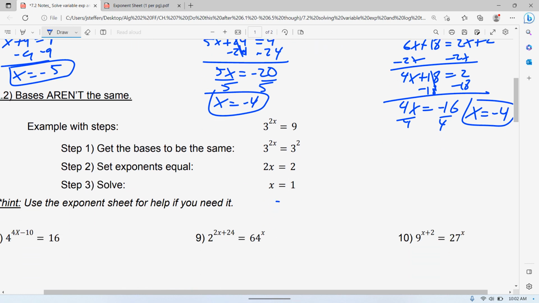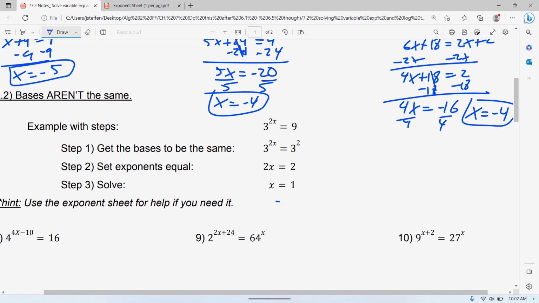But these are all the ones where you have to do that step 1. You have to get the bases to be the same. What I'm giving is we have 3 raised to the x is equal to 9. We have 3 and we have a 9. So those 2 bases are not the same, so we cannot set the exponents equal to each other. Can't do that yet. We need to get the bases to be the same.